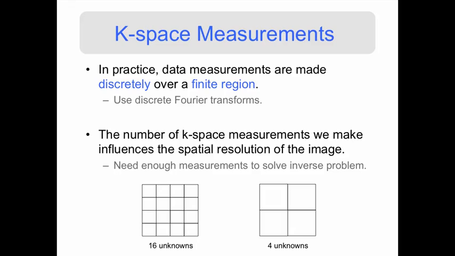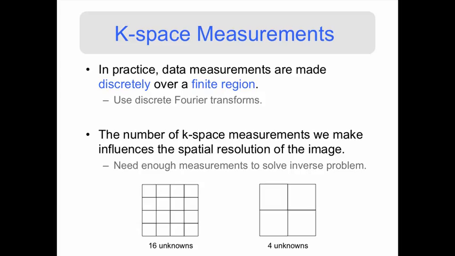In practice, of course, data is measured discretely over a finite region, so we have to use discrete Fourier transformations. And so the number of k-space measurements that we need to make is going to ultimately influence the spatial resolution of the image, so how much detail we can make out. So at the end of the day, we need enough measurements to be able to solve the inverse problem.